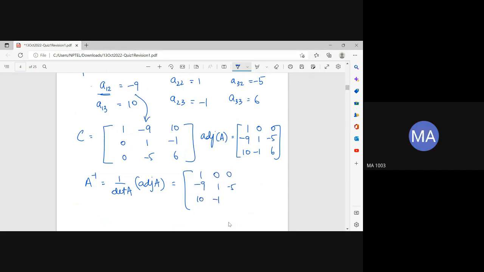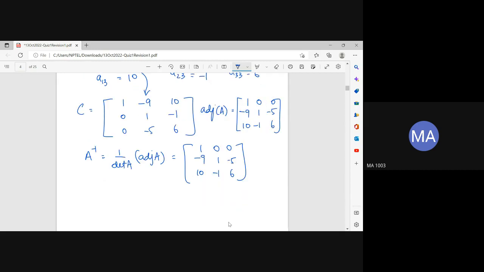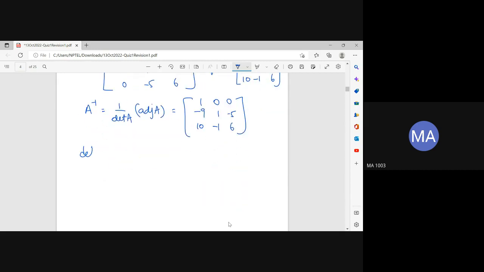What will be the determinant of my A inverse? It is 1 by determinant of A. We already know the determinant of A is 1, so it's 1 by 1.